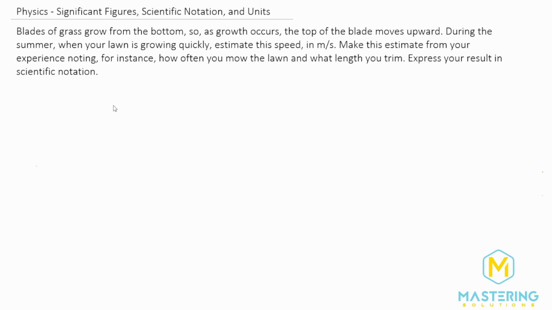In this problem, we'll be practicing converting units, or dimensional analysis, and they want us to use the example of when grass grows in your backyard. They say it grows from the bottom to the top, and they want us to estimate how fast that is in meters per second.